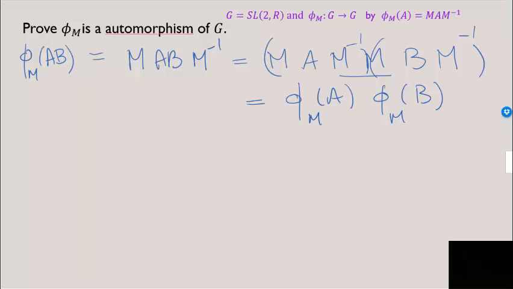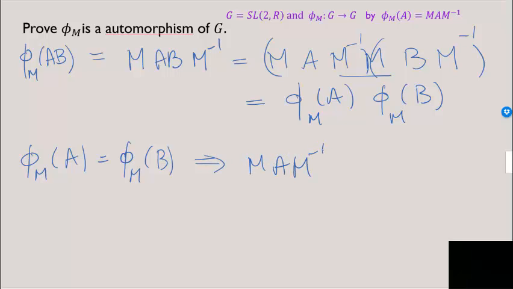Now, what about 1 to 1? Well, let's suppose that phi sub M of A is equal to phi sub M of B. That means that M A M inverse is equal to M B M inverse. So if you multiply on the right by M and the left by M inverse, this quickly gets us A is equal to B, and we know that phi sub M is 1 to 1.